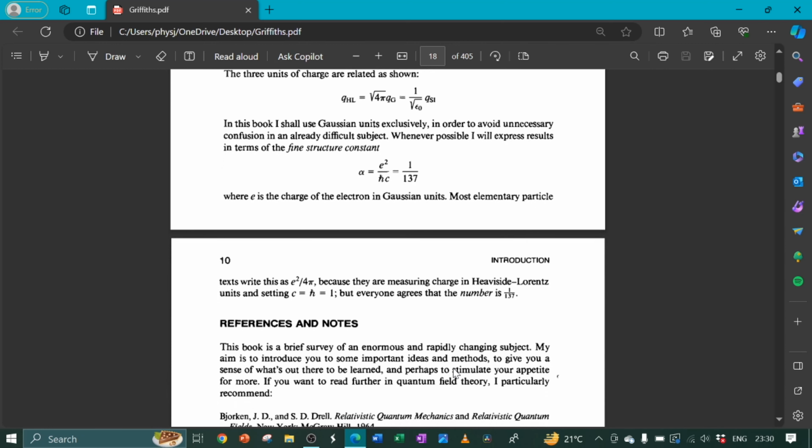In this book, I shall use Gaussian units exclusively, in order to avoid unnecessary confusion in an already difficult subject. Whenever possible, I will express results in terms of the fine structure constant α = e²/ħc = 1/137, where e is the charge of the electron in Gaussian units. Most elementary particle texts write this as e²/4π because they are measuring charge in Heaviside-Lorentz units and setting c = ħ = 1. But everyone agrees that the number is 1/137.